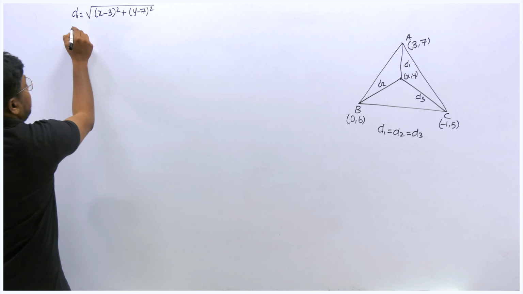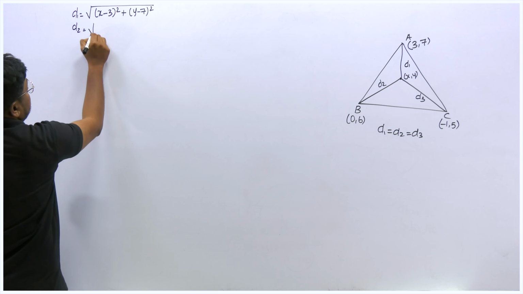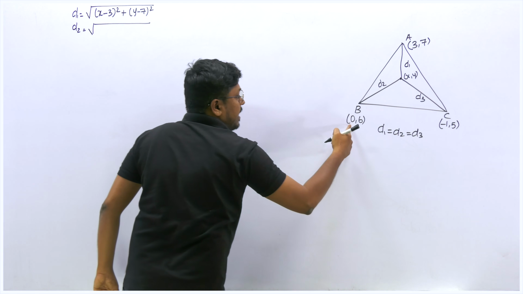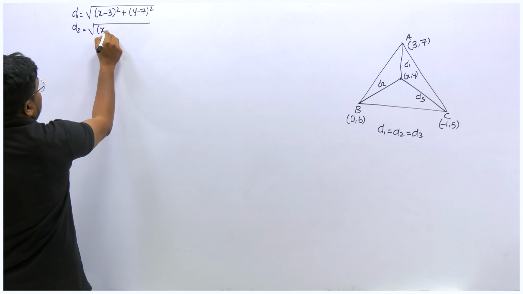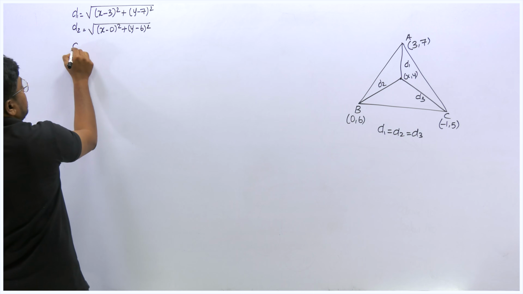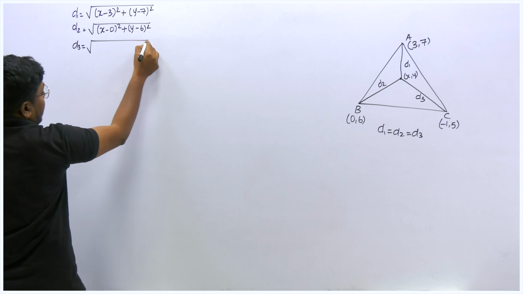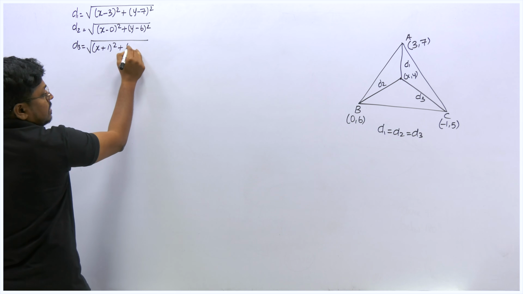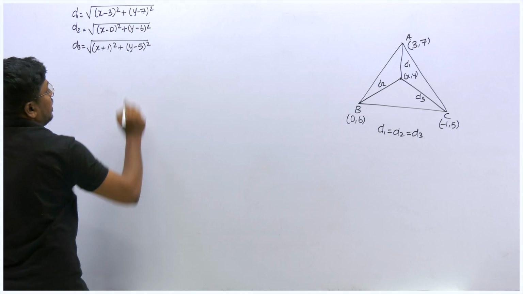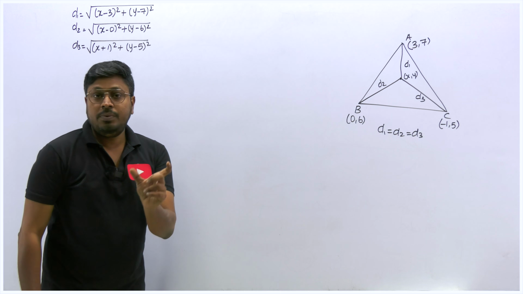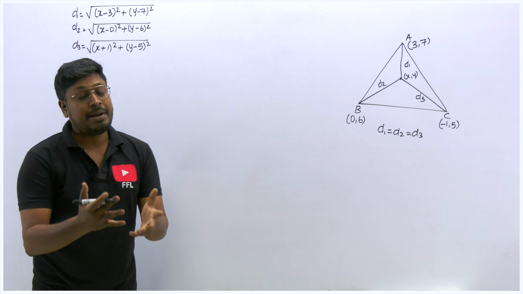So similarly, what about D2? D2 is equal to the square root of x minus 0 the whole square plus y minus 6 the whole square. What about D3? Square root of x plus 1 the whole square plus y minus 5 the whole square. So finally, we have D1, D2, D3 with the distance formula applied.